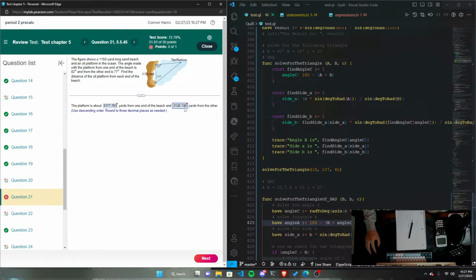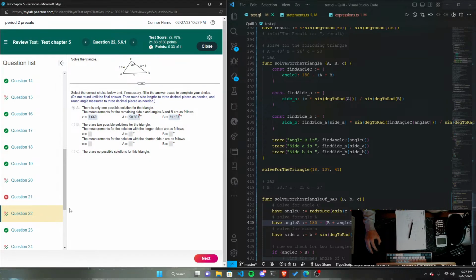31 point, wait, what? So for this one here, I did get the right answer, but I did it backwards. Because you probably had to put the larger one on the... Oh, yeah, it says use descending order. Yeah, I didn't read that far. I'm dumb. All right. Nice. Yep. Well, yeah, your function's working.